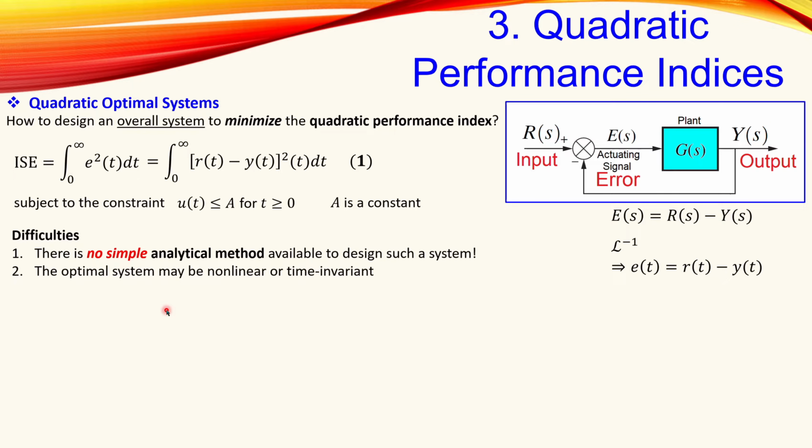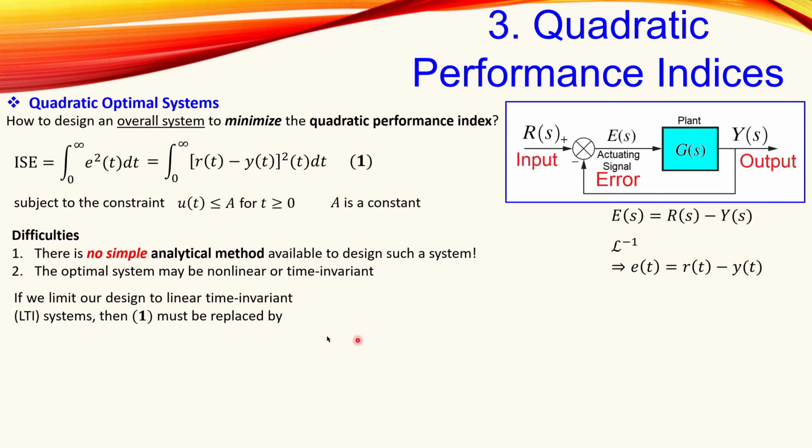An optimal system may be nonlinear or even not time invariant. So it can be time variant, and that will be of course more complex. So in order to make life a little bit easier for us, if we limit our design to linear time invariant systems, so LTI systems, then one must be replaced by another performance index. So instead of ISE, we can also replace it in this form.